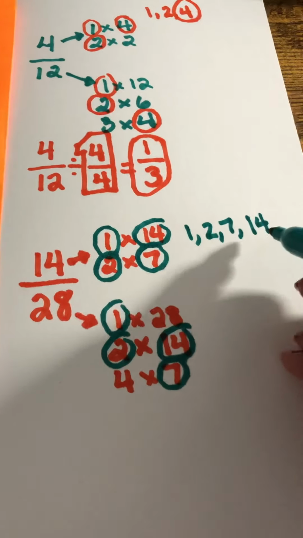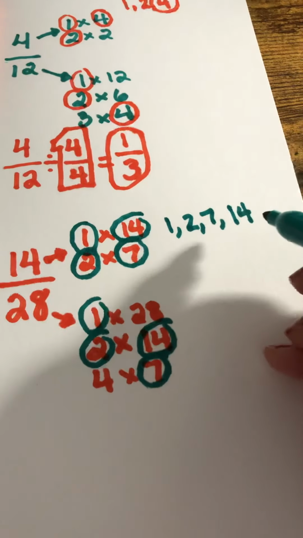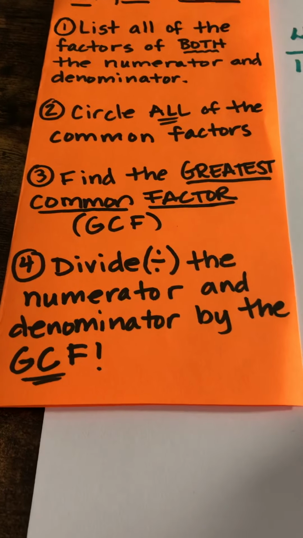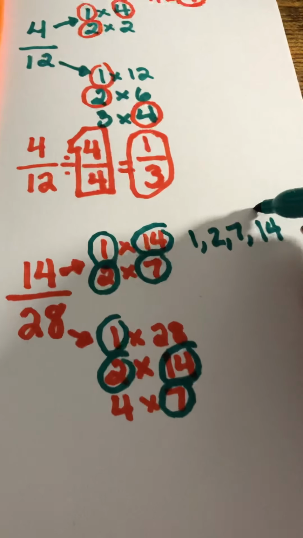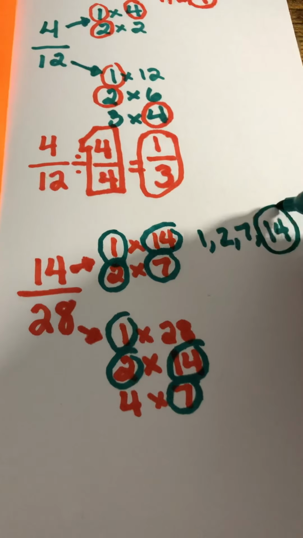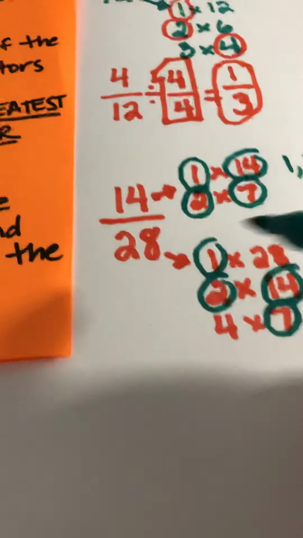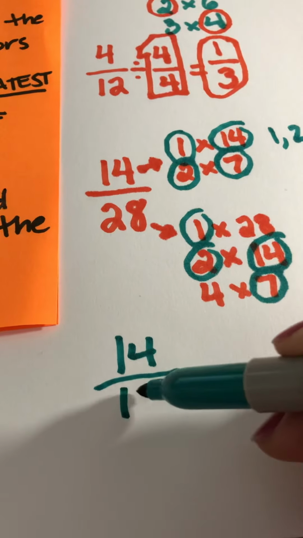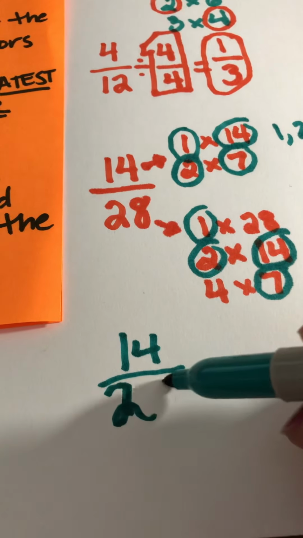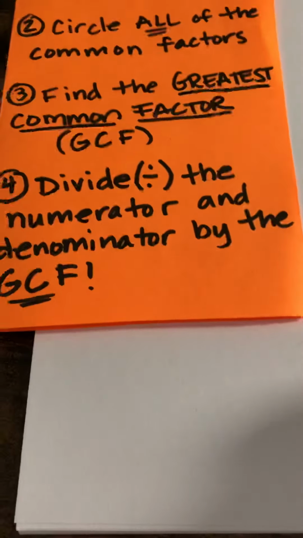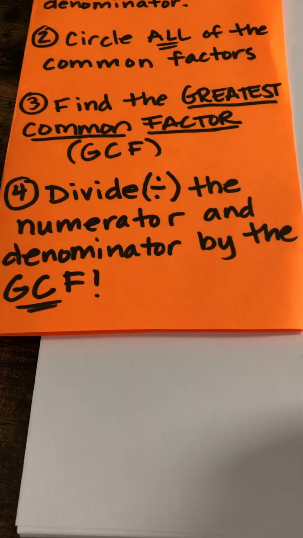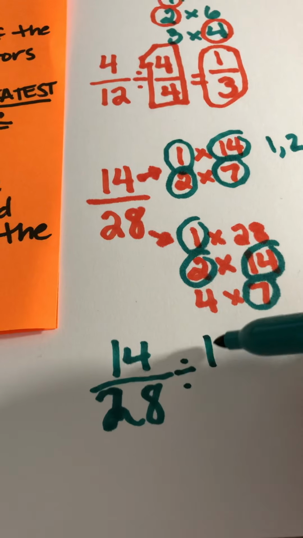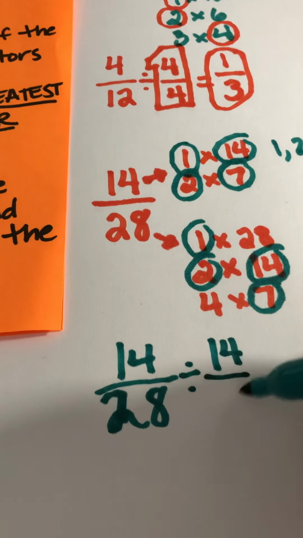That's why I like to list them, because if I put them in order, I can right away see our third step, which is find the greatest common factor. My greatest common factor is 14. So if I take 14/28, and I do the last step, which is divide the numerator and denominator by the greatest common factor, I divide them both by 14 over 14.